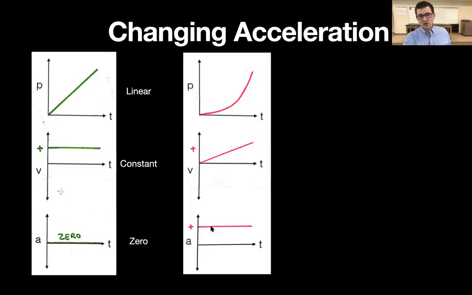Let's look at what happens when we have a non-zero but still constant acceleration. Our constant acceleration gives us a linear change in our velocity versus time graph, which then ends up giving us some sort of quadratic shape in our position versus time xt graph.